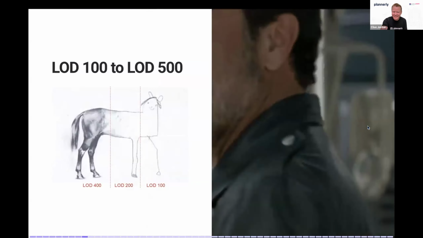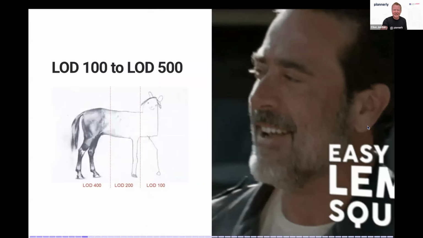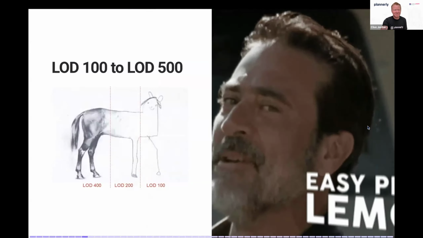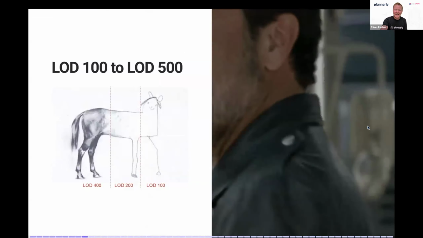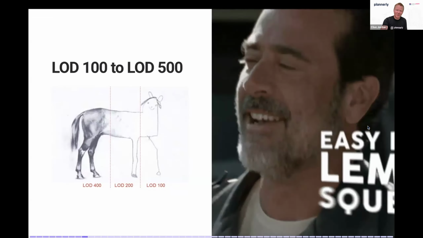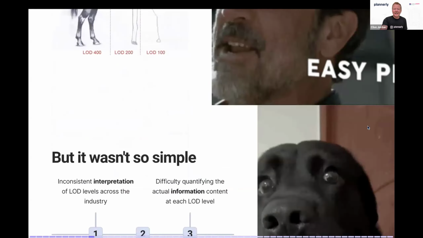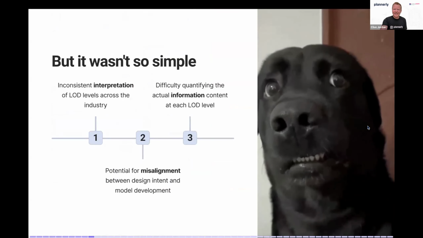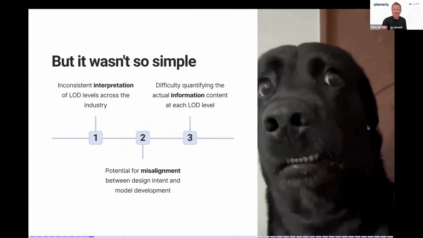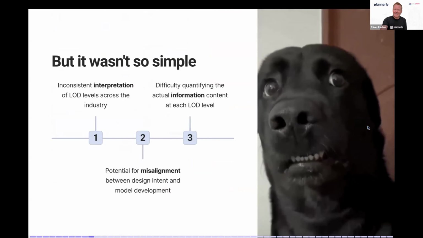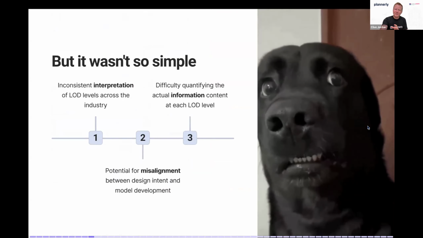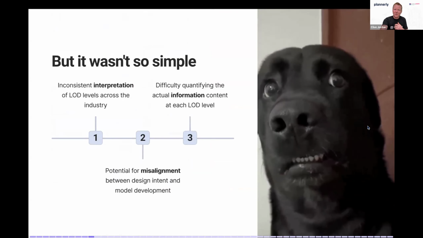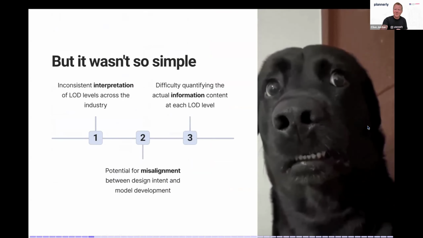Easy peasy lemon squeezy. You can define something at an LOD of 200 and everybody should understand exactly what is required of them and how they are going to produce it, how long it's going to take them, etc. Well, it wasn't so simple because we had a very inconsistent interpretation of LODs across the industry. They were really kind of misaligned between what was asked for or what was given, whether it's design intent or whether it's a requested model development level.